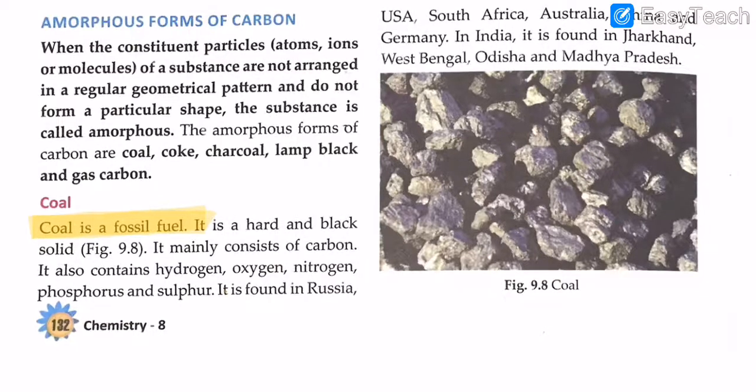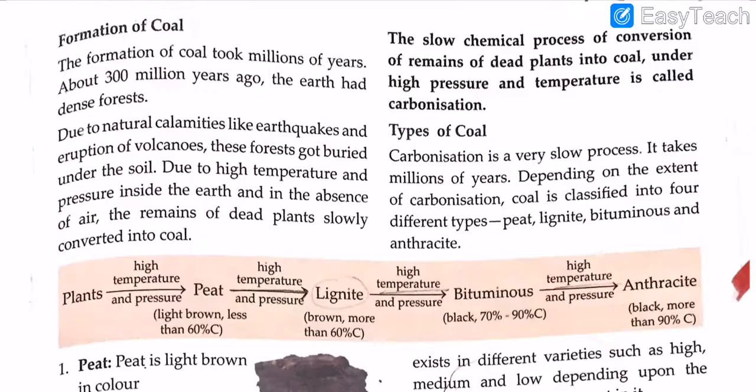Next, we won't exactly get into where it is found because we are not getting into a GK class over here. We will only stick to what is there in the chemistry portions. But just for your general knowledge, you can go through it that it is found in Russia, USA, South Africa, Australia, China and Germany. And in India, it is found in Jharkhand, West Bengal, Odisha and Madhya Pradesh. Now, let's talk about the formation of coal.